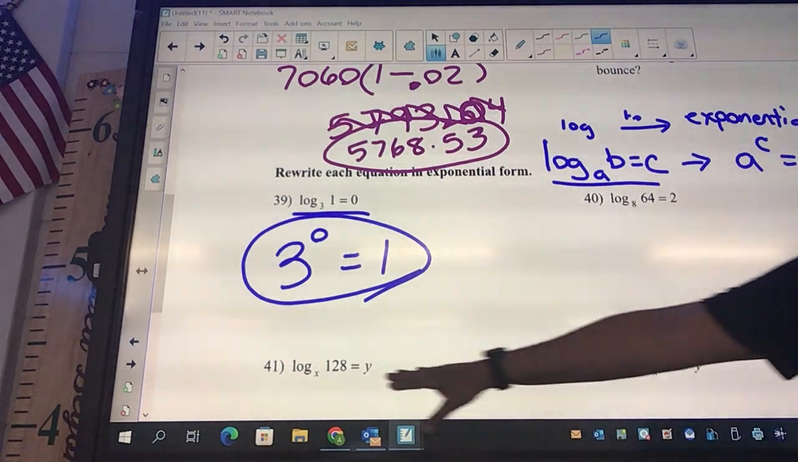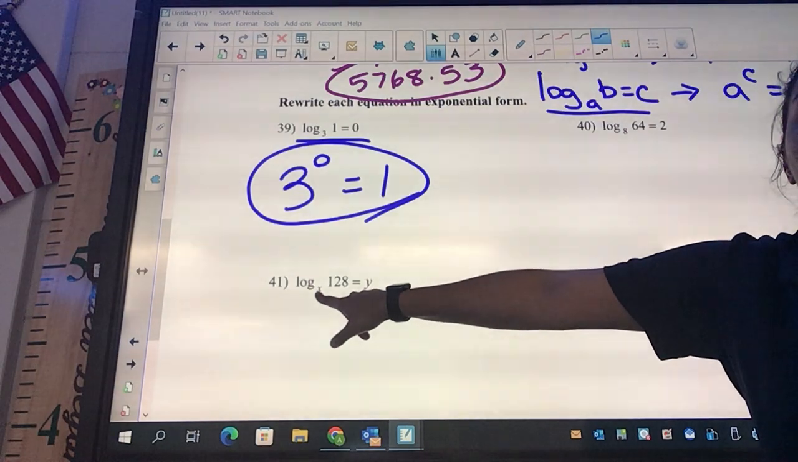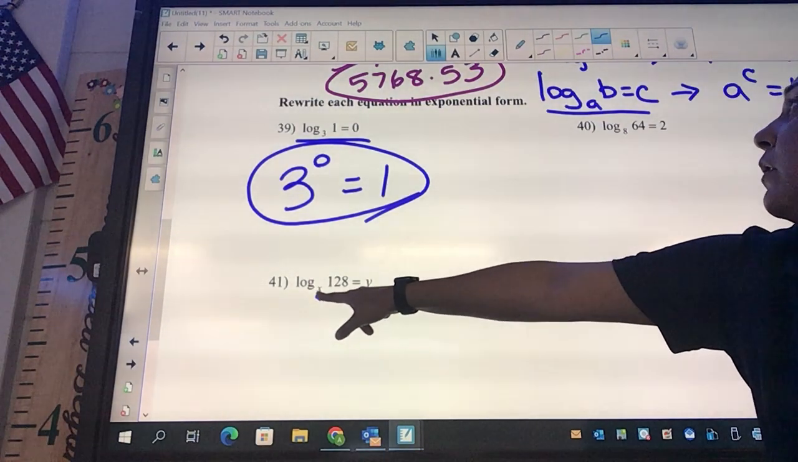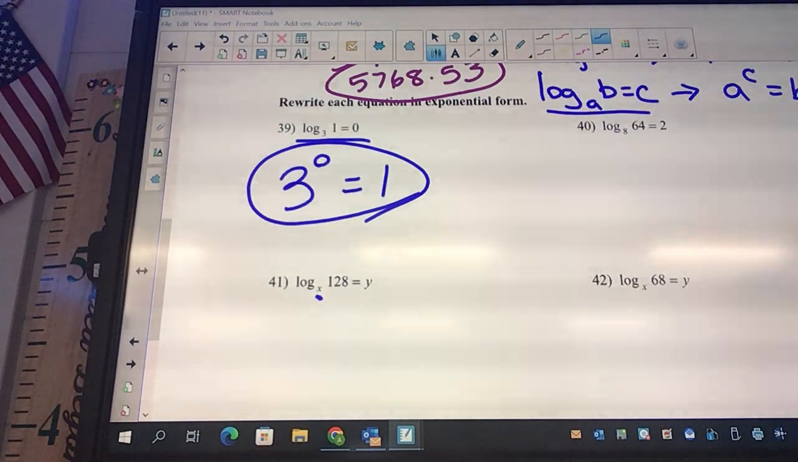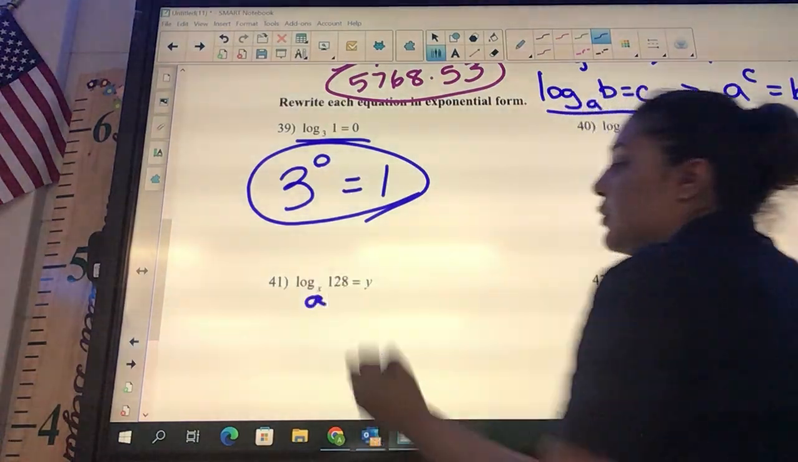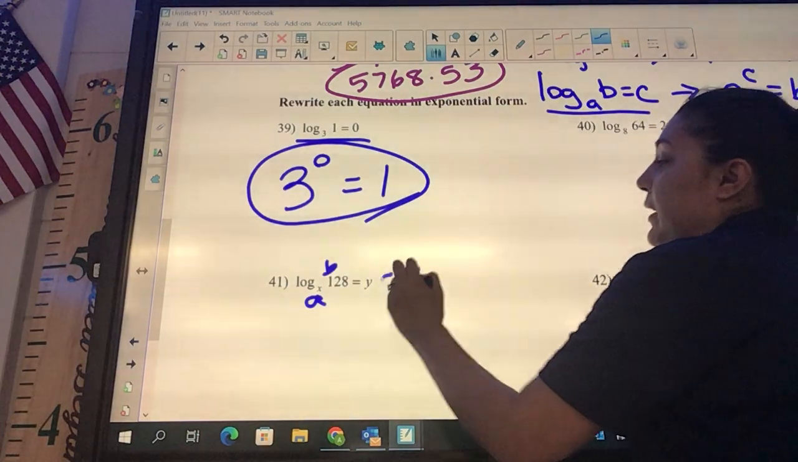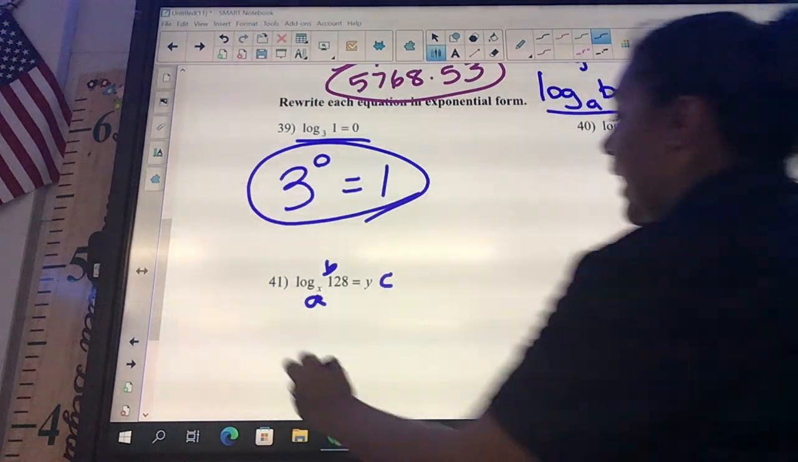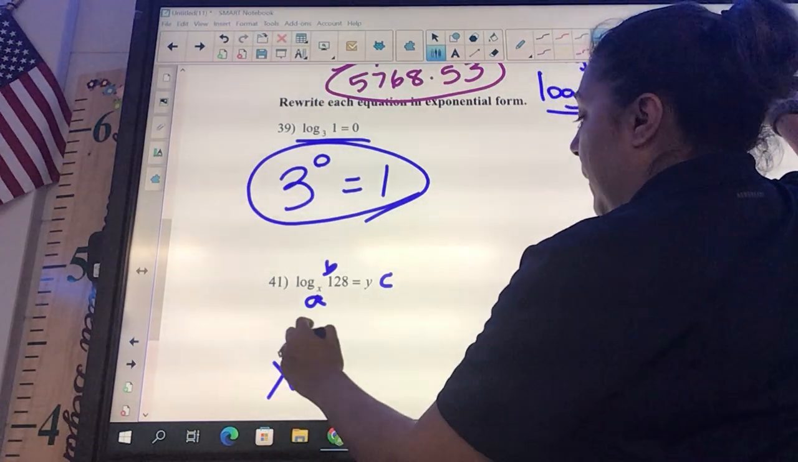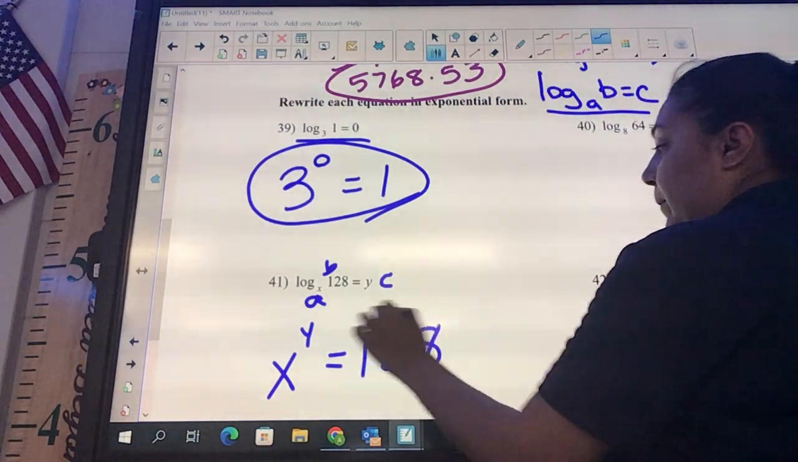Okay, so same thing here. Match these up. What is this x? What letter should it be? No. What goes where? Which one is a? It's a low number. X is a. What's the 128? B. Y is c. Now use those a's, b's, and c's and write it like this. Okay, so it's going to be x to the power of what? Y. Y equals 128.